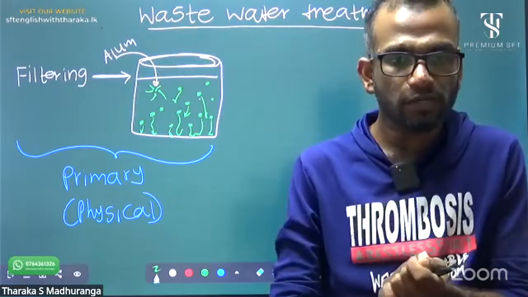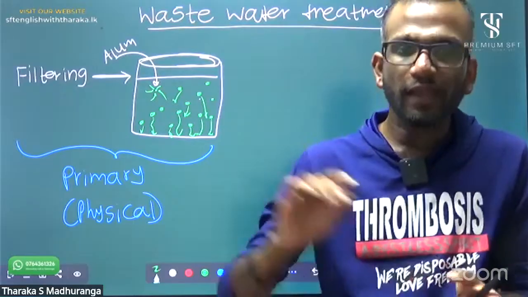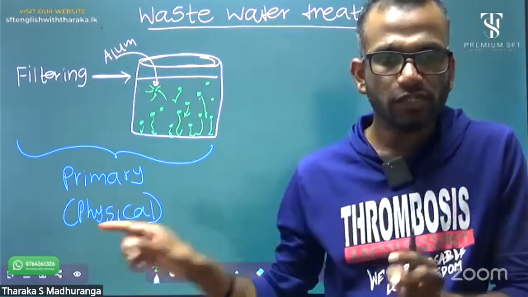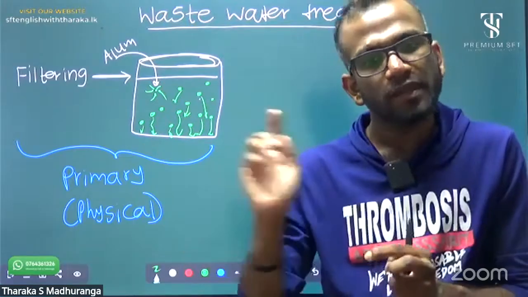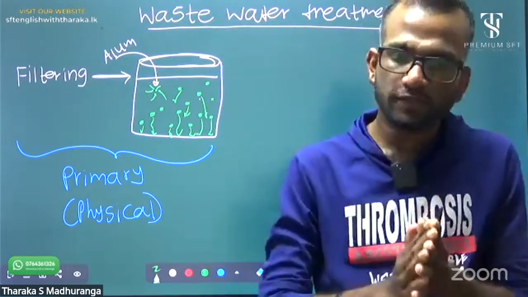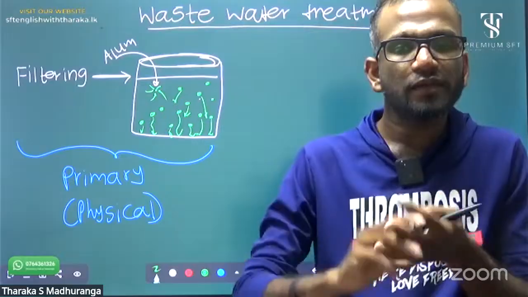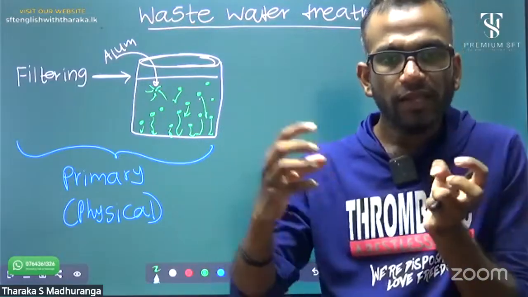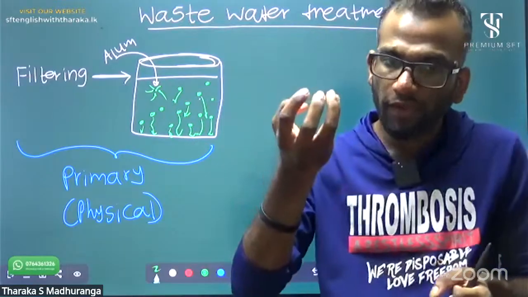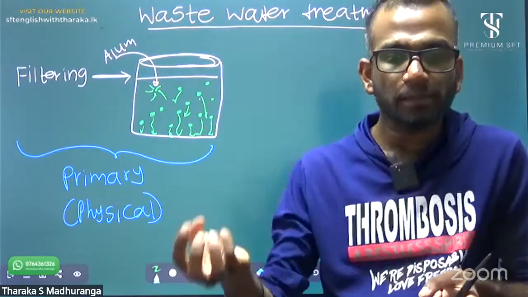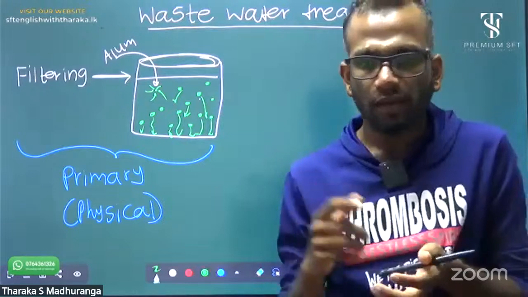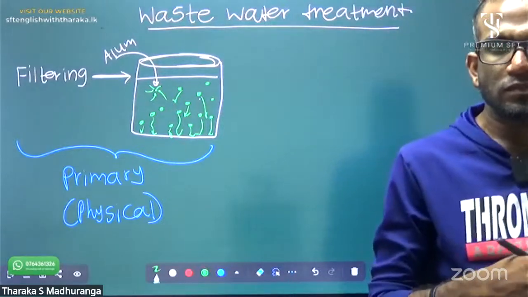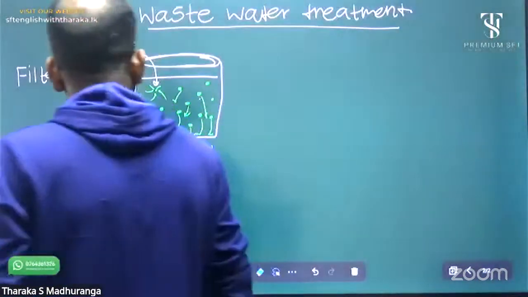How to do primary treatment? Filtering, fill into the precipitation tank, add alum and keep 24 hours. Then what happened? This alum coagulates insoluble compounds and increases their weight. Therefore, they flocculate and precipitate. Understood? Okay, this is a primary treatment.